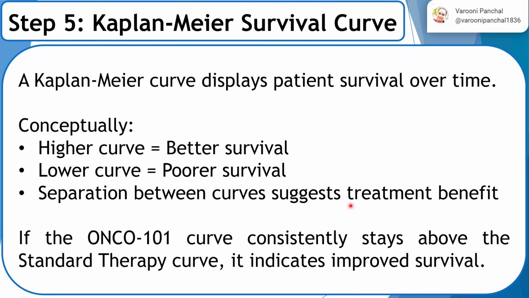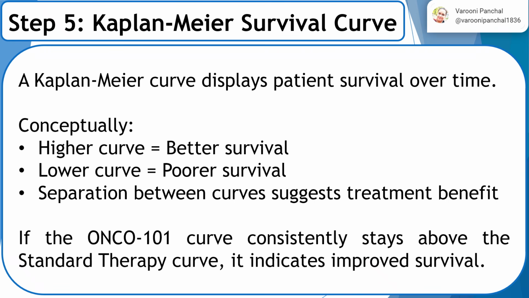Here you will see survival percentages: on the y-axis you will see survival probability, and on the x-axis you will see the time. Conceptually, if the curve is higher, it is better survival. If the curve is lower, it shows poor survival. Separation between curves suggests treatment benefit. If the Onco 101 curve consistently stays above the standard therapy curve, it indicates improved survival.